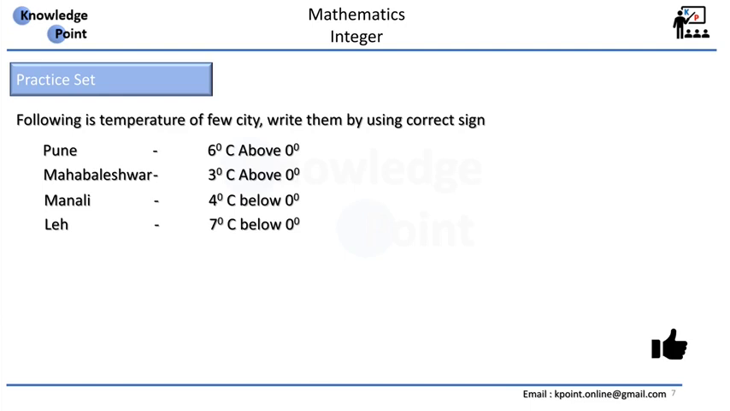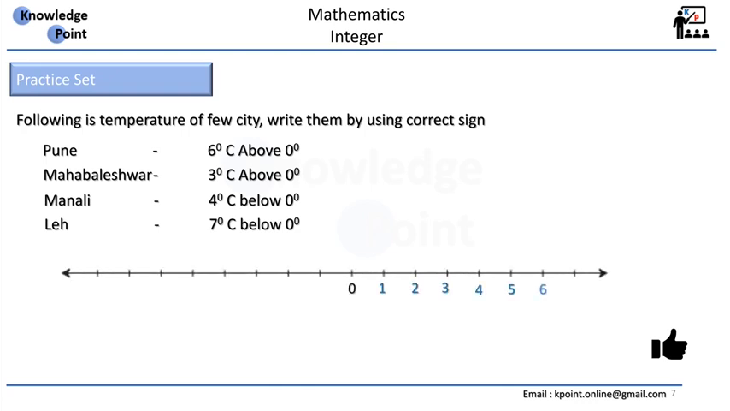Following is the temperature given of a few cities, like Pune is 6 degrees centigrade above 0, Mahabaleshwar 3 degrees centigrade above 0, Manali 4 degrees centigrade below 0, and Leh 7 degrees centigrade below 0. So we are just showing it on a number scale. So here is the 0, then the positive numbers at right hand side, negative numbers at left hand side.